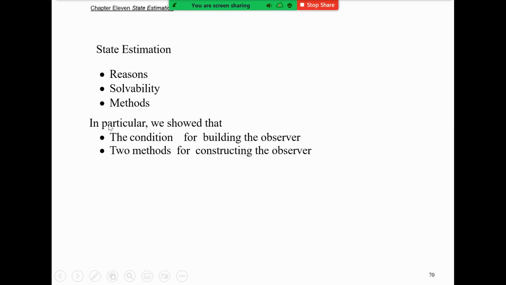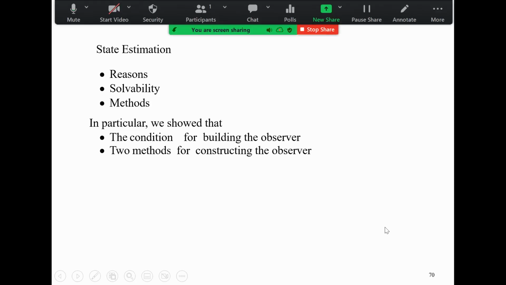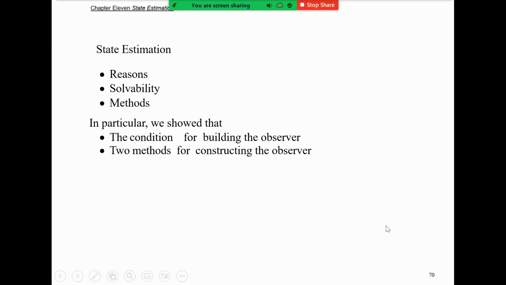And then we discuss two methods to design the observer. You either use the full order observer or the reduced order observer. If you have a question and there's no requirement whether you should try a full order or reduced order, that is up to you, which way you like. But if it's explicitly required that you use the full order, or the reduced order, then you have to follow the way.